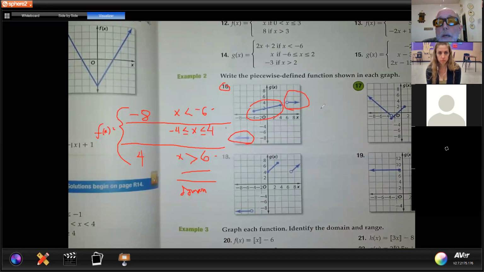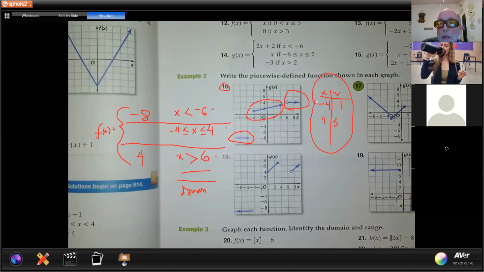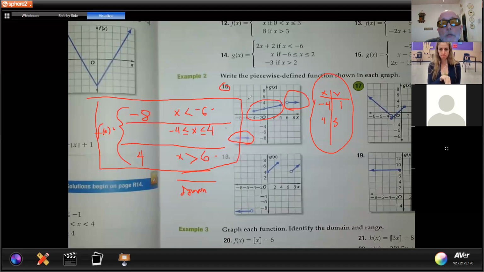This is negative, what is that? -4, +1. And this one's +4, +3. Put those things in your calculator, find the equation of the line, write it right there, and you are done with question 16. That's all they want you to do. That's today's homework in a nutshell, and I will post this on something so that you can see it.